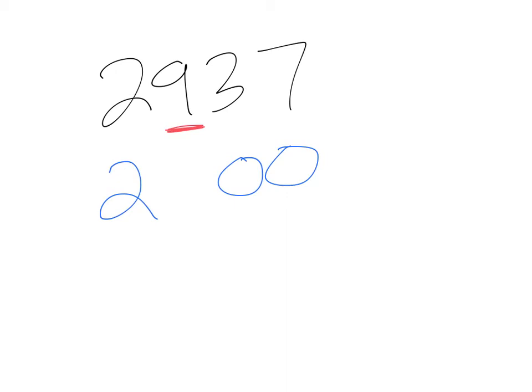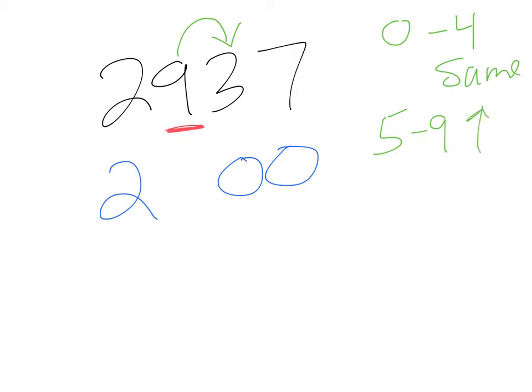But that number 9 in my hundreds place is the only number that's kind of in limbo. Do I leave it a 9 or do I make it go up? The way we determine that is I look to the number to its immediate right, the 3. That number will tell me what I'm going to do to the 9. If that number is between 0 and 4, then we simply leave it the same. If that number is between 5 and 9, meaning it's a large number, then I'm going to round up.